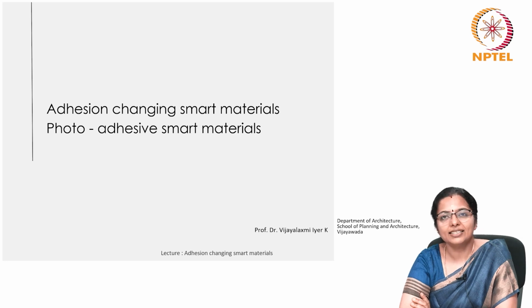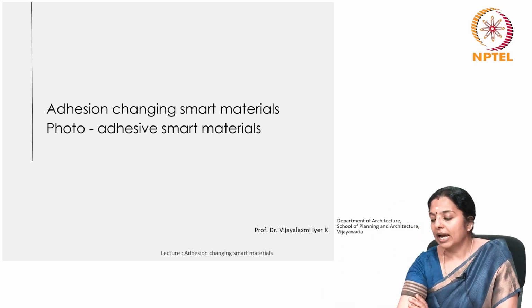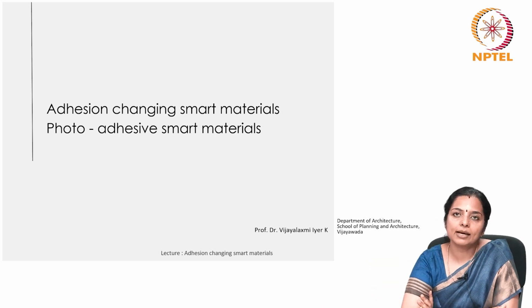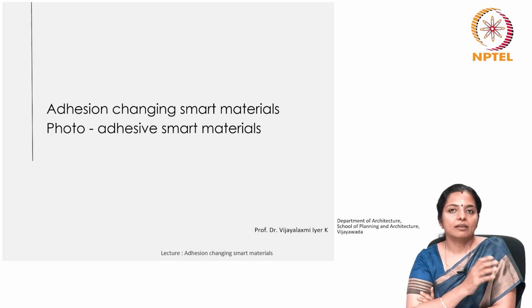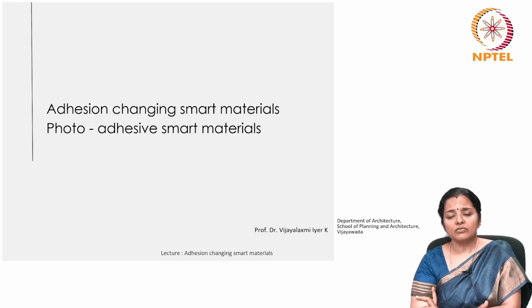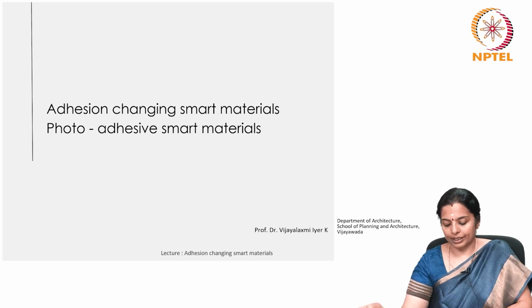Hello everyone. Last class we saw phase change material and its case study example of how it is used in architecture, what are its advantages and disadvantages. Today we will look at adhesion changing smart materials and photo adhesive smart materials. The next two classes will focus primarily on titanium dioxide and its uses and application in architecture.